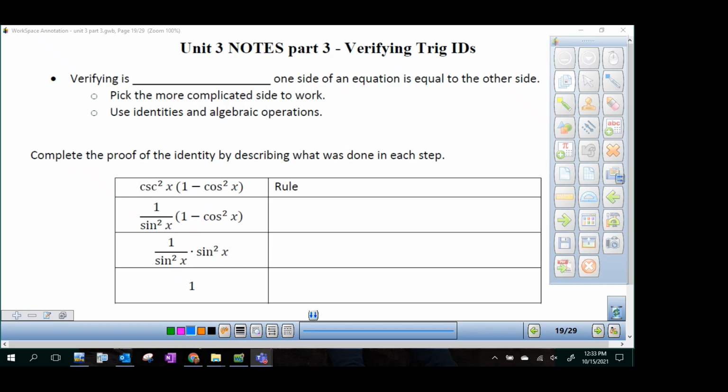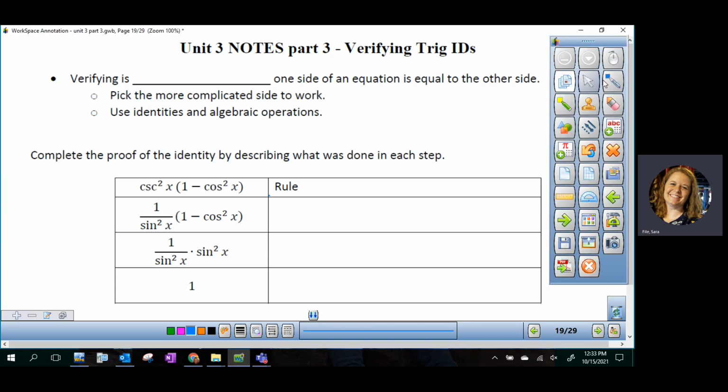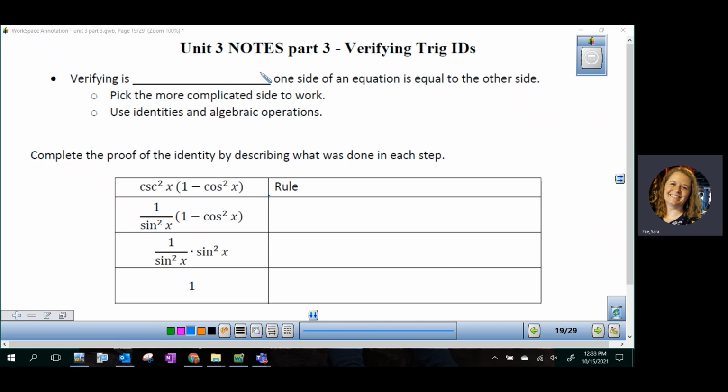We just finished part 2. So here, we're still working with our trig identities, but we want to do what is called verifying trig IDs. If you are given an equation that has an equal sign, you've got one trig expression on the left and some other one on the right, and you want to prove that those are equal. That's what verifying is.